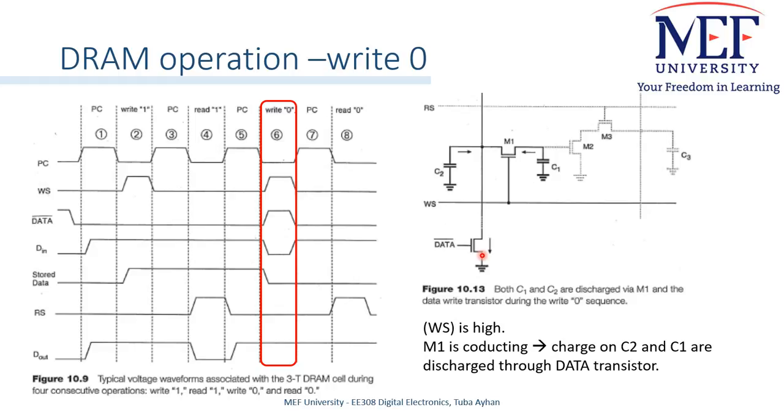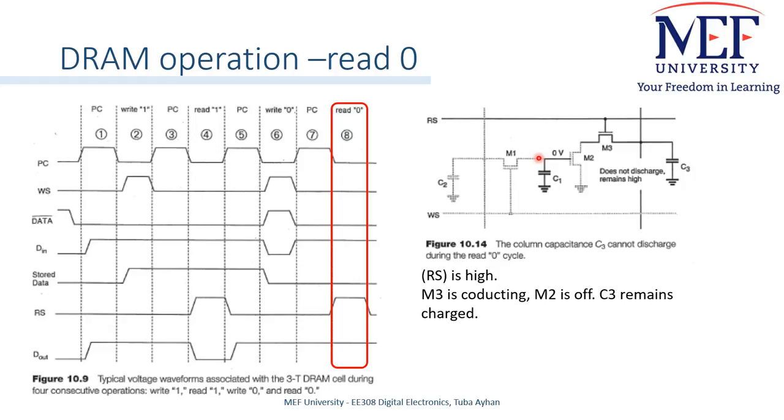So at the end of write 0 sequence, the storage capacitance C1 contains a very low charge and the transistor M2 is turned off since its gate voltage is approximately equal to 0. To read this stored 0, the read select signal RS must be pulled high during the active phase of V2 following the precharge cycle. The read access transistor M3 turns on, but M2 is off because voltage at this node is 0. So C3 does not discharge and the logic high level on this data out column is interpreted by the data read circuitry as a stored 0 bit.